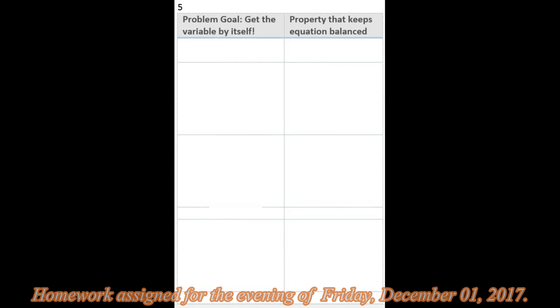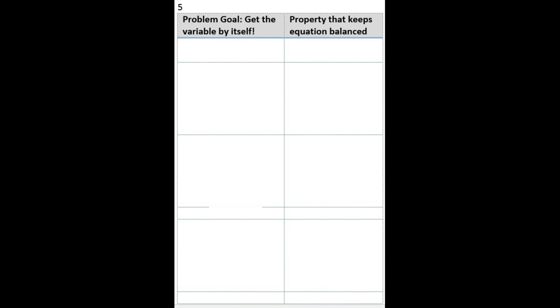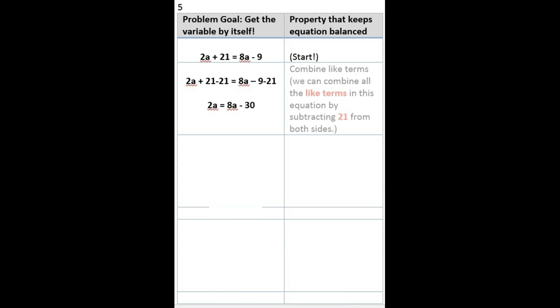All right, let's get started with number 5. Okay, so here's our chart. All of these problems have to do with combining like terms on both the left and right side of the equation. So this problem is 2a plus 21 equals 8a minus 9. 2a plus 21, minus 21, equals 8a minus 9 minus 21. We're going to subtract 21 from both sides to get that 2a by itself. So we have 2a equals 8a minus 30.